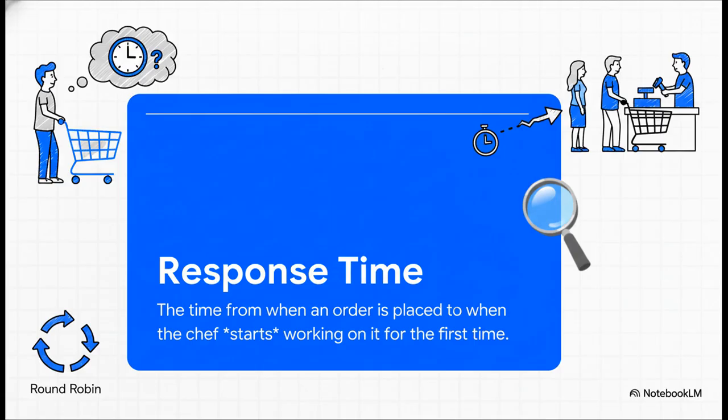But there's another really important metric: response time. This measures how long a customer has to wait before they see any sign of progress. Let's go back to our grocery store analogy. This is not the total time you spend in the store. It's just the time you spend waiting in the checkout line before the cashier actually scans your very first item. As we saw, round-robin scheduling is absolutely fantastic for keeping this number super low.